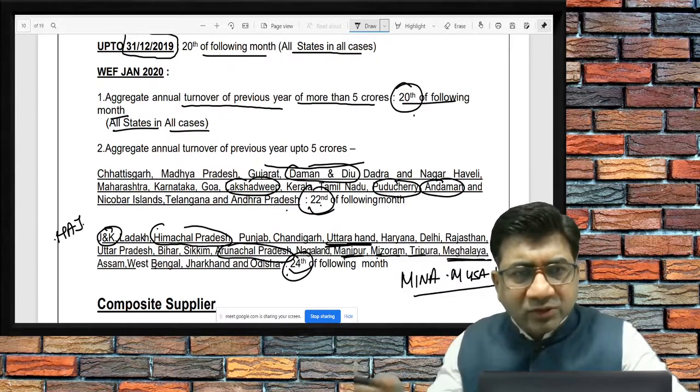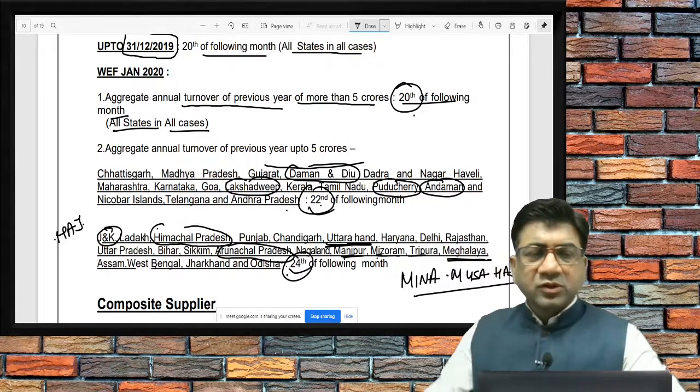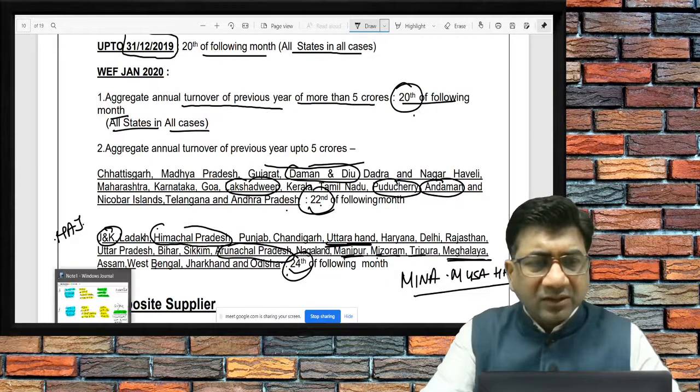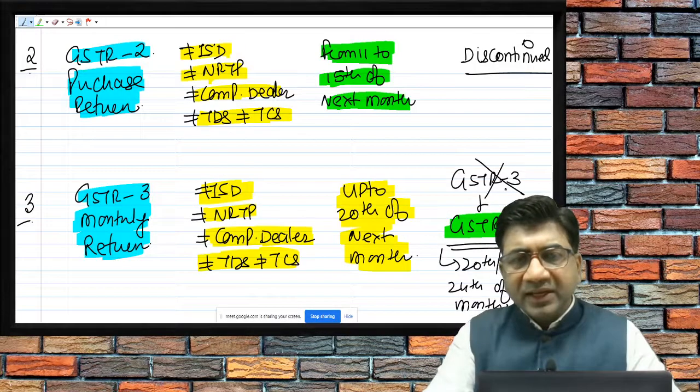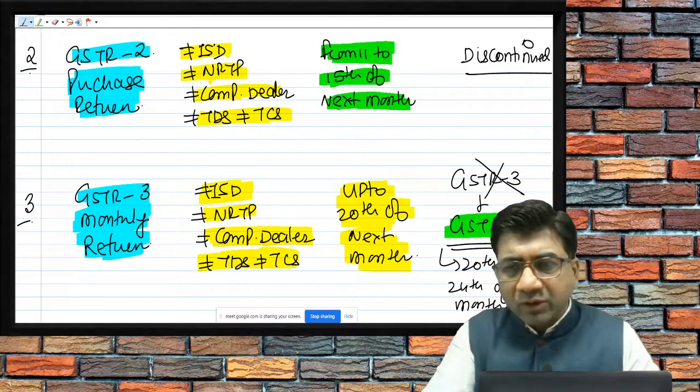You can also do something on your own. Okay? Will you be able to do it? Yes, sir. So GSTR 3 is now 3B, and ISD and NRTP do not have to file it. Now let's come to GSTR 4.